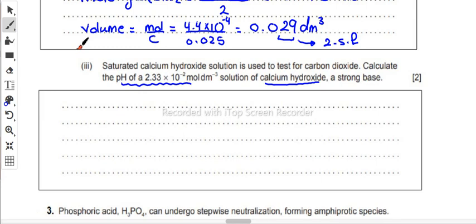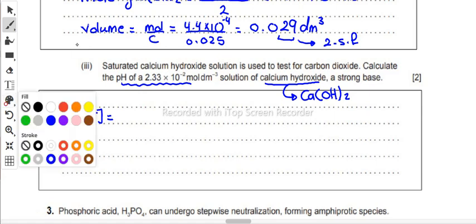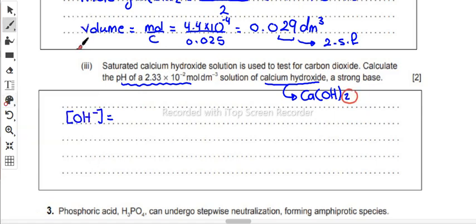But there is one very important thing to remember here. The calcium hydroxide is Ca(OH)2. So if I want to calculate the OH negative concentration, since I have two hydroxide ions presented inside the formula, the hydroxide ion concentration will be 2 times 2.33 times 10 to the power of negative 2. So it is 0.0466. I need to remember that the concentration will be affected according to the formula.